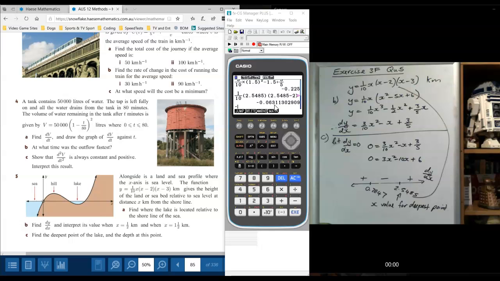So it's 63 meters deep, 63.1. All right, okay, bye.